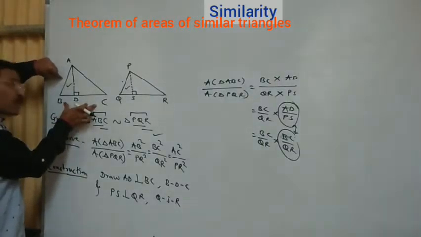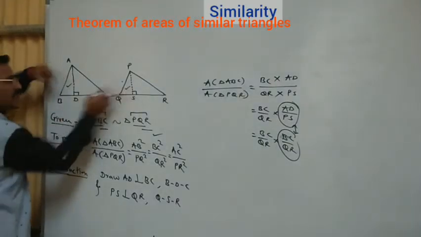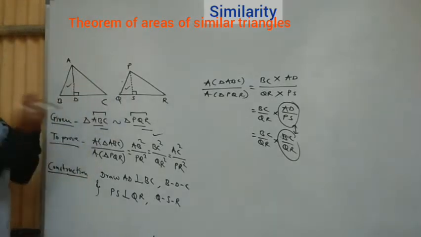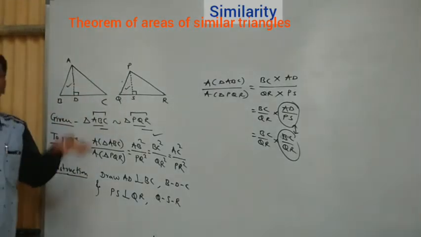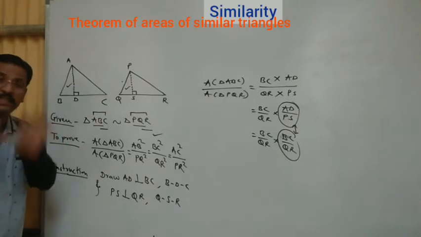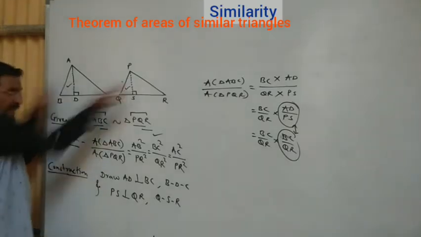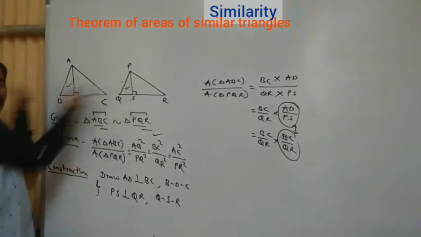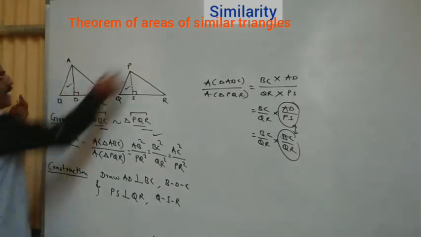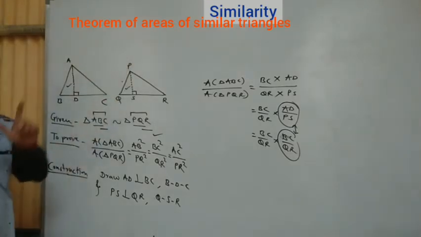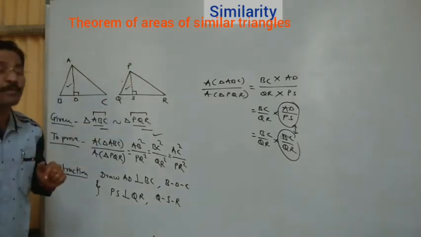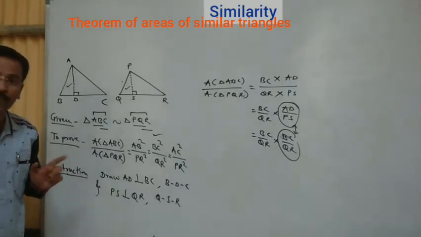That means first of all we have to take these side triangles we are going to make, they are similar. Let's see how we can do that. This is our step number 1. If we prove these two triangles, ADB and PSQ, are similar, then their corresponding sides are in proportion.